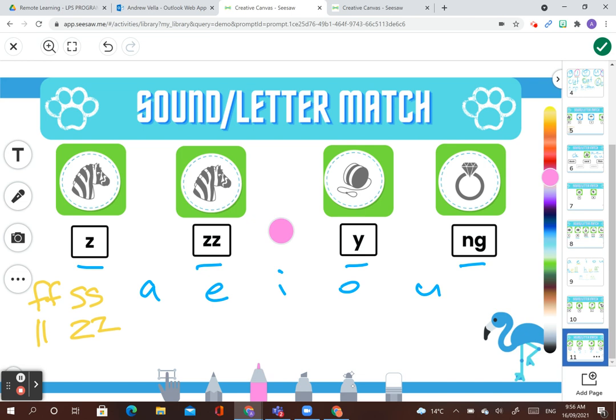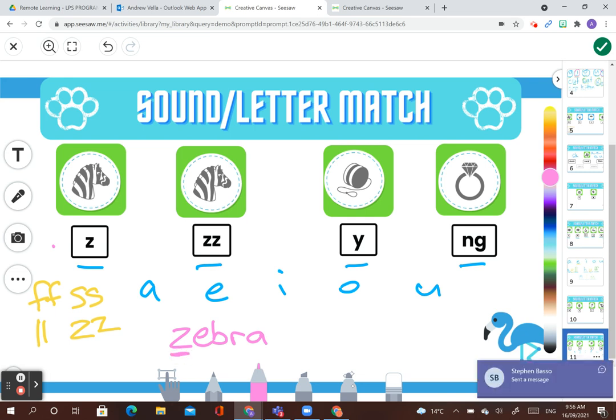So let's say for our single Z sound, that the word is zebra. So we have Z, E, B, R, A. Now we use a single Z because there's no vowel here on this side. The vowel comes afterwards. But let's say the word is fizz. Now because there's the vowel, we need to double that last sound there. Fizz.